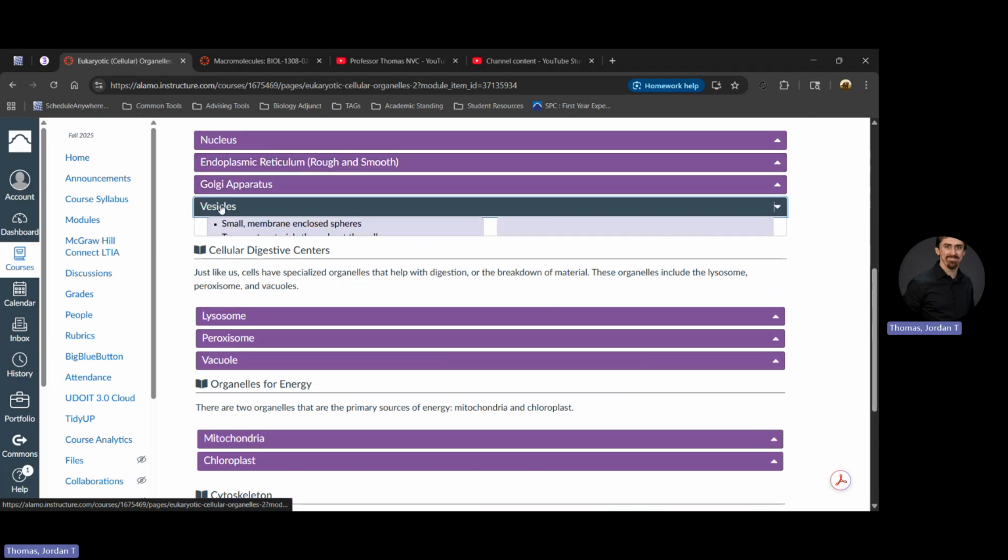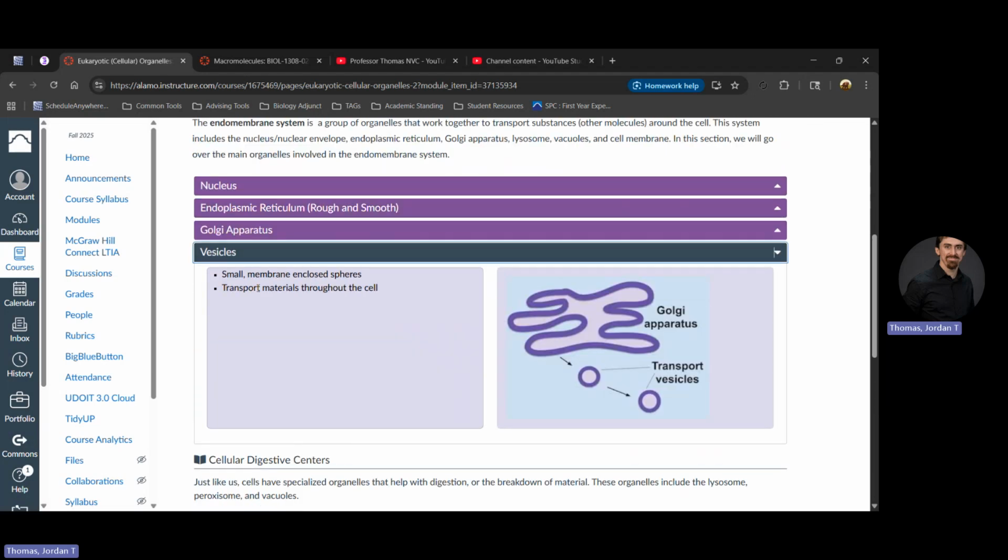The next one is vesicles. Vesicles, this is going to be a short one. They're small membrane enclosed spheres. All they do is they transport materials throughout the cell. So you can see with the Golgi apparatus, part of the Golgi can pinch off, forming this little circle called transport vesicles or just vesicles in general.